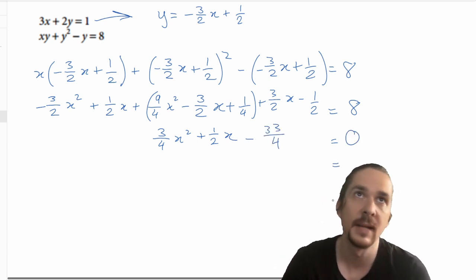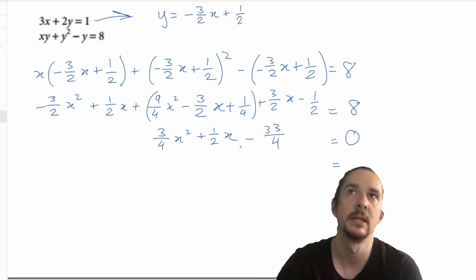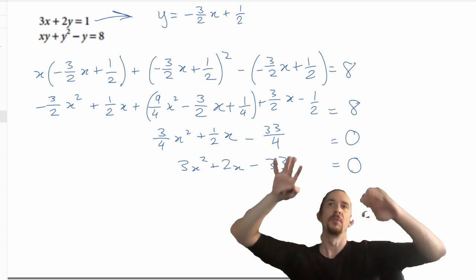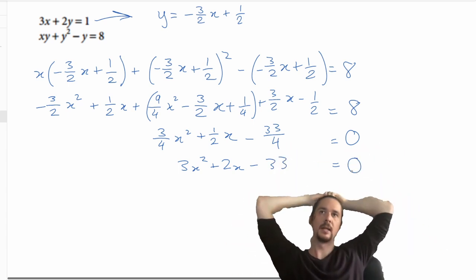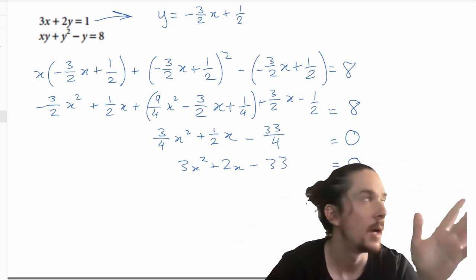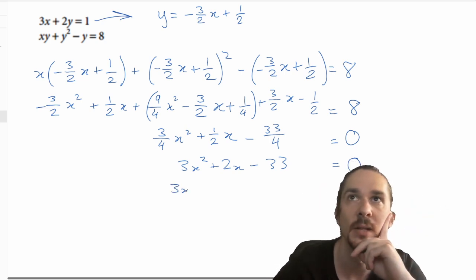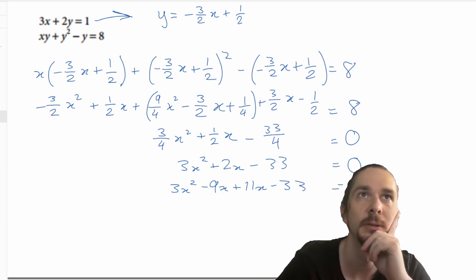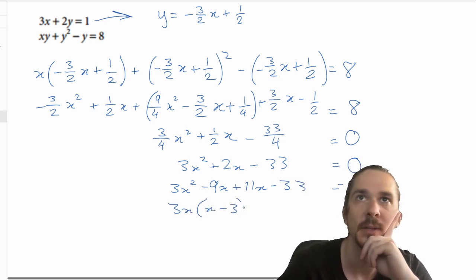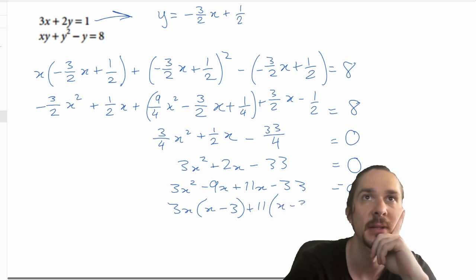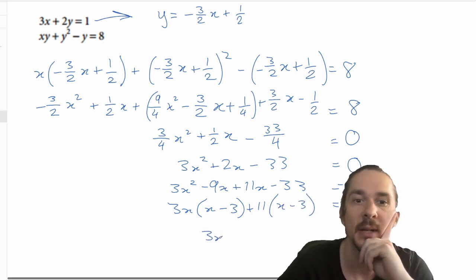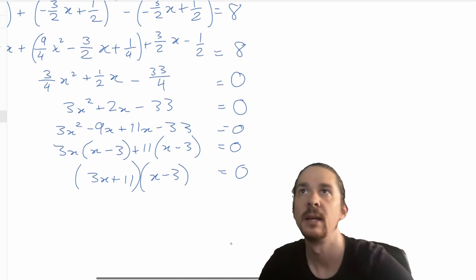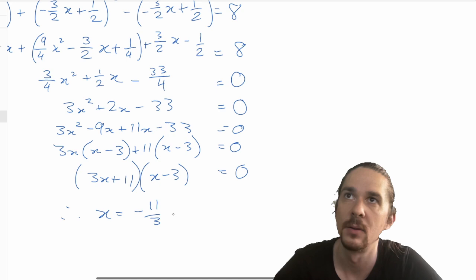That equals 0. Now I'm going to multiply everything by 4 to make this a little bit nicer. So I'm going to have 3x squared plus 2x minus 33 equals 0. So I want two numbers that multiply to -99 and add to 2. 9 and 11, I would go with -9 and +11. So let's say 3x squared minus 9x plus 11x minus 33 equals 0. 3x(x minus 3) plus 11(x minus 3) equals 0. So (3x plus 11)(x minus 3) equals 0, which means, therefore, x is equal to -11/3 or +3.